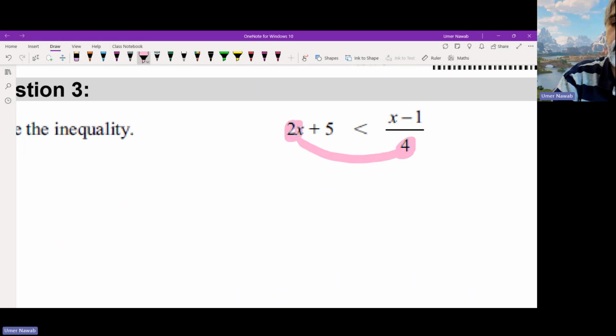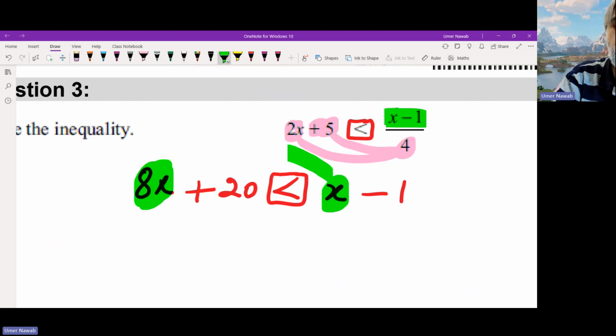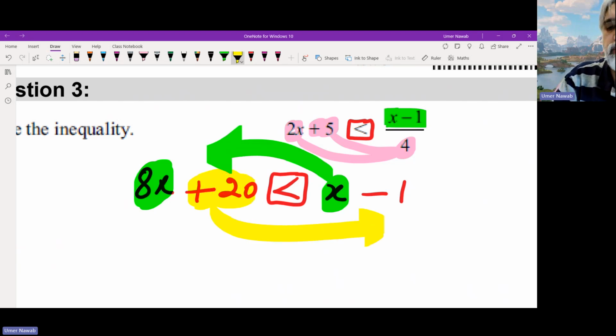Question number 3, we have to do the cross multiplication. This 4 multiply with 2x and 4 multiply with 5. So 4 times 2x is going to give you 8x, and 4 times 5 is going to give you 20, less than, same face of the inequality. I'll copy, and on the right I have x minus 1. I write it there. Now readjustments, you can check that you have 8x and you have x. So your x will be shifted to the left and your 20 will be shifted to the right.